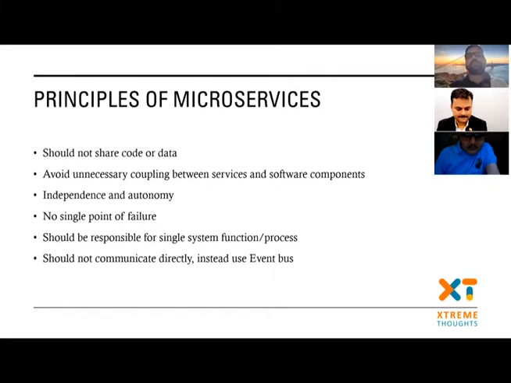Each microservice should be responsible for a single system, function or process. As I said, each microservice should be only responsible for that particular set of functions, not more, not less. Microservices should not communicate directly with other microservices. Ideally they should interact with an event bus. We'll see what an event bus is and how it can be used.